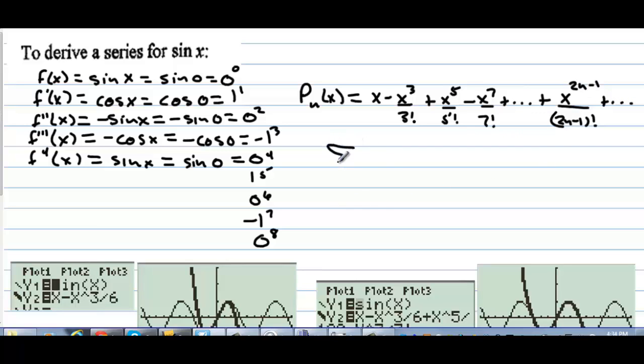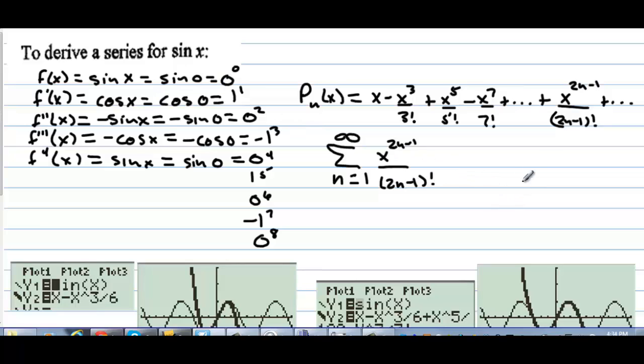Then the series is n equals 1 to infinity. If I write 2n minus 1, I need the first power to be 1. So then we have 2 minus 1, that power is 1. I'll need to use 1 to start this one. And this is x to the 2n minus 1 over 2n minus 1 factorial.